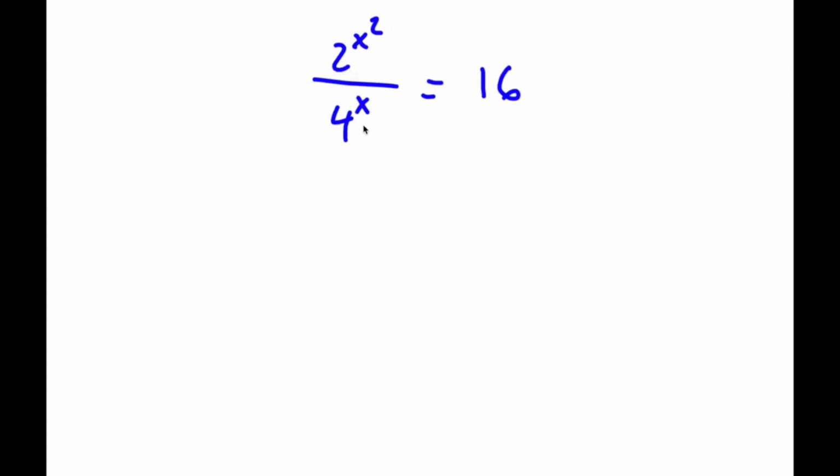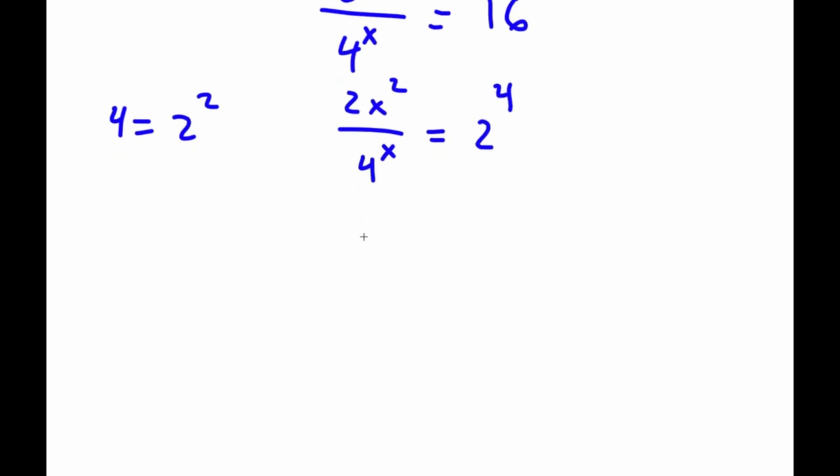Alright, so I have 2 to the power of x squared over 4 to the power of x is equal to 16. Now 16 here is equal to 2 to the power of 4. So now I have 2 to the power of x squared over 4 to the power of x is equal to 2 to the power of 4. As you can see, I'm trying to put 2 in all my terms here. So the only one remaining is 4 to the power of x. And 4 is the same thing as 2 squared. So I'm going to replace 4 with 2 squared. So now I have 2 to the power of x squared over 2 squared to the power of x is equal to 2 to the power of 4.